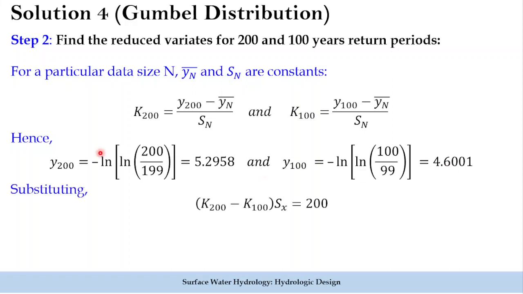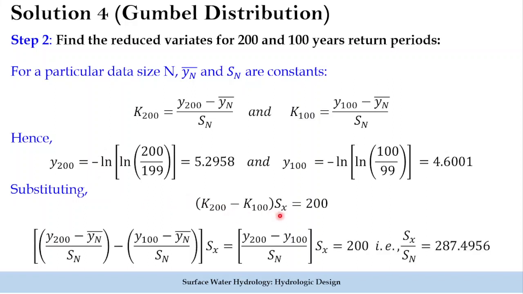Now we can substitute these values in the main equation, that is k200 minus k100 in bracket sx is equal to 200, which we have seen in step 1. So here, what is k200? This is the equation that I have written directly, and this is the equation for k100, multiplying this entire square bracket with sx, which is the standard deviation around x. Now if I solve this equation, it reduces to y200 minus y100 divided by sn into sx is equal to 200.